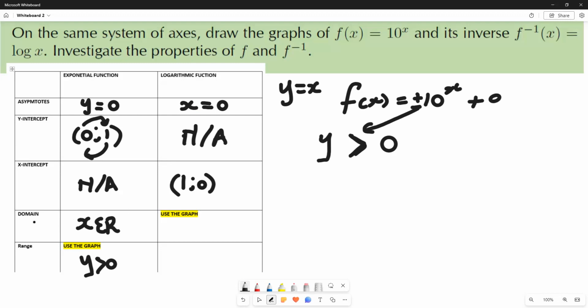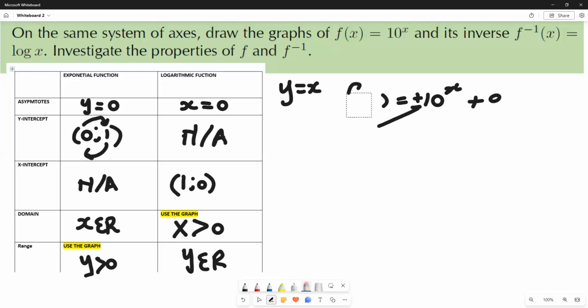Right, your domain here becomes the range here. So our range will be y, because where there was x, you put y now. And then your range here becomes your domain there, because you're going to replace this y with x. So now you have the domain, which is bigger than 0. I'm sure that makes it easier to work with exponential and log functions.